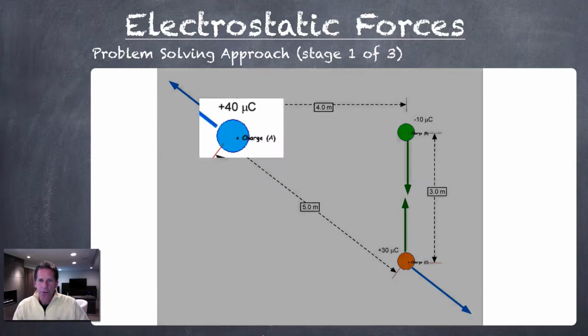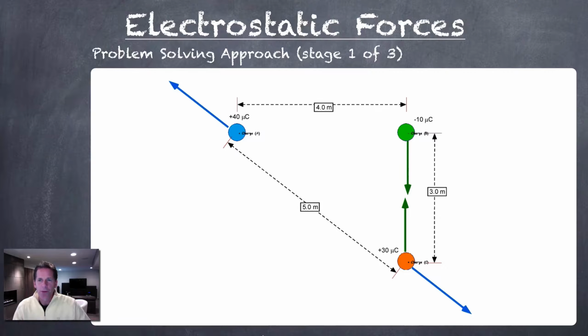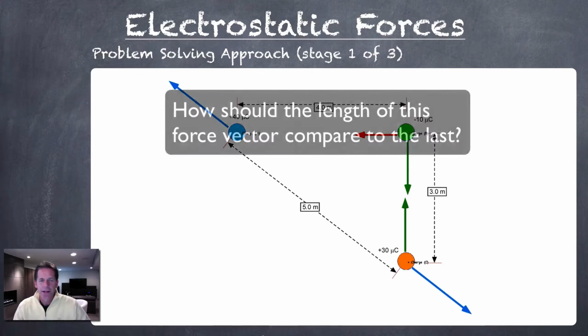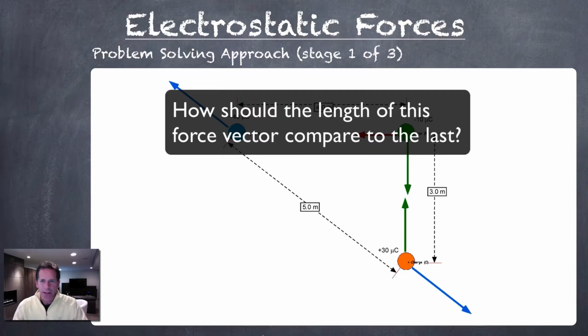Next scenario, we'll compare the negative 10 to the positive 40 microcoulomb charge. They are oppositely charged, so again there would be an attractive force between the 2 of them. So the negative 10 microcoulomb charge would be pulled to the left. And again, now we need to think of how long this force vector would compare to the last one that we drew. So we'll go through the same exercise and see how they compare.